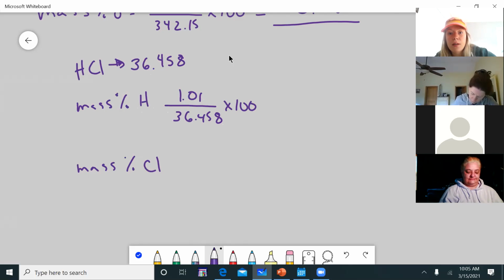I got roughly 2.77%. So a small percentage of it is hydrogen. Even though it's a whole hydrogen atom and a whole chlorine atom, it's a 1-to-1 ratio. The mass of the hydrogen is much smaller.